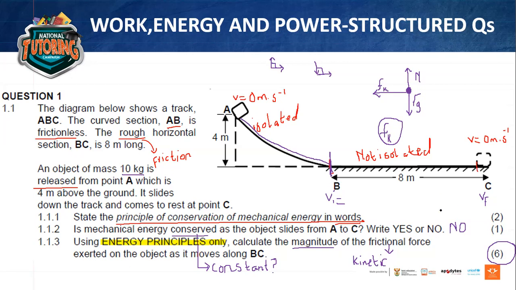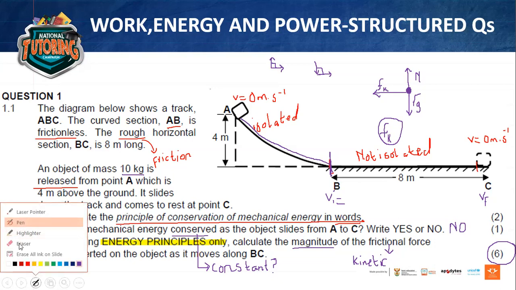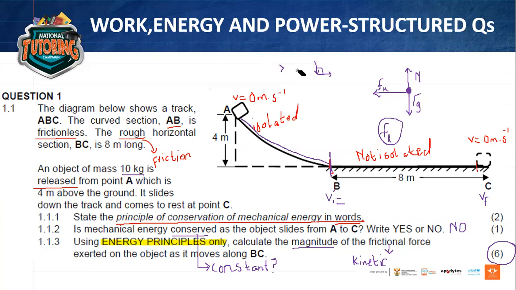You say, okay, let me try motion AB, when it started there and when it got to B. If I want to try this section, one thing that I can try is to use the principle of conservation of mechanical energy. Now, why would I want to try the principle of conservation of mechanical energy? Because it is applicable, number one. And why is it applicable? Because the system is isolated.